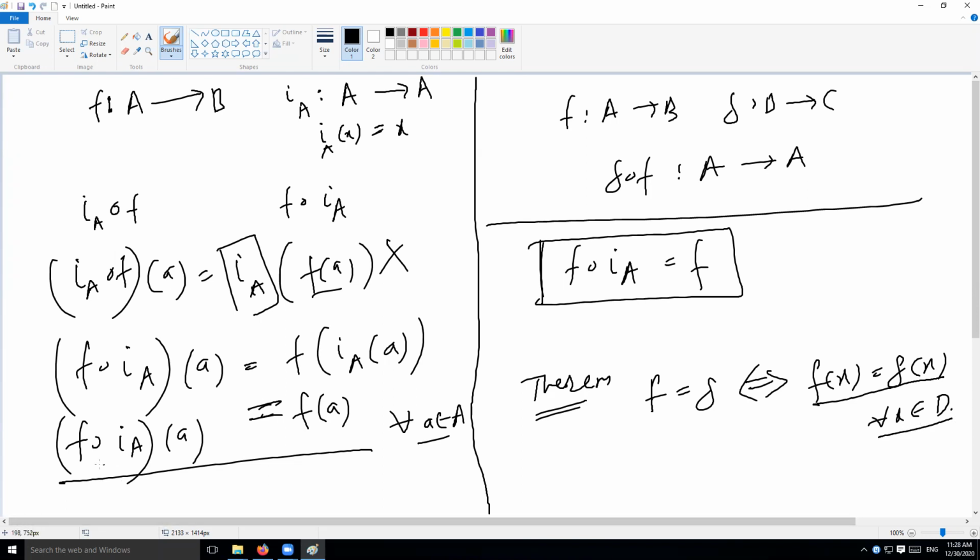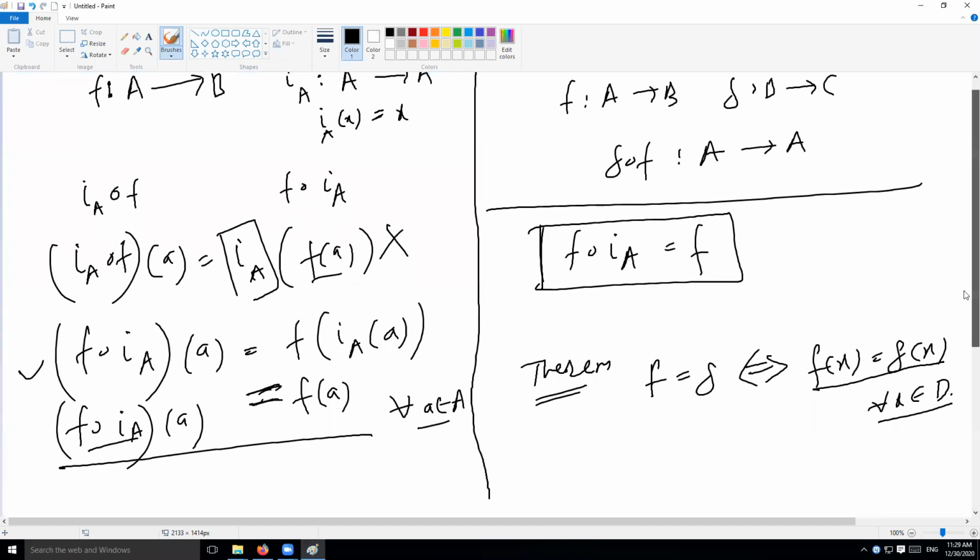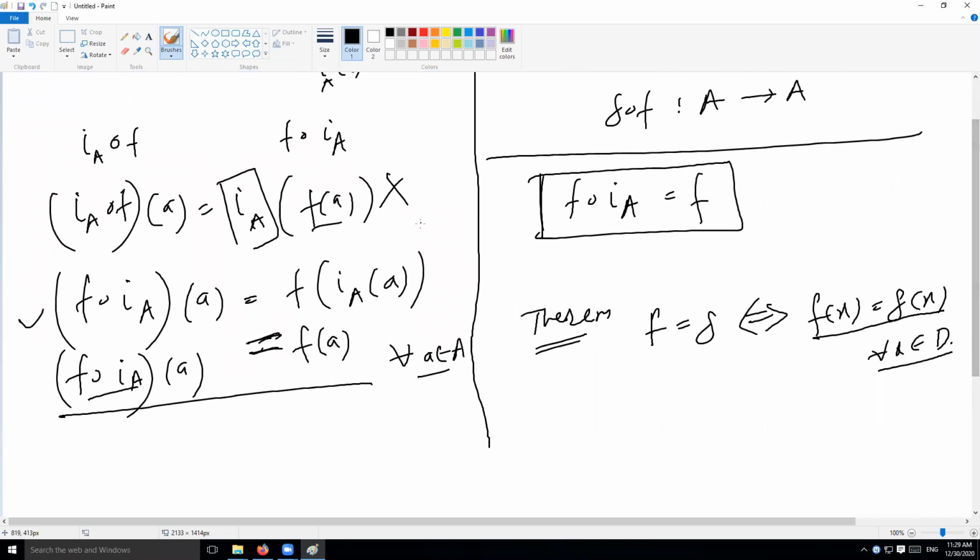Now I have one function which is f composition identity of A, and one function which is f, and their outputs are equal to each other. Do you agree? We just calculated that f composed with I of a turns out to be equal to f of a for all a in A. Hence I can say that f composition identity of A is equal to f. So you compose any function with identity, you get the same function back.